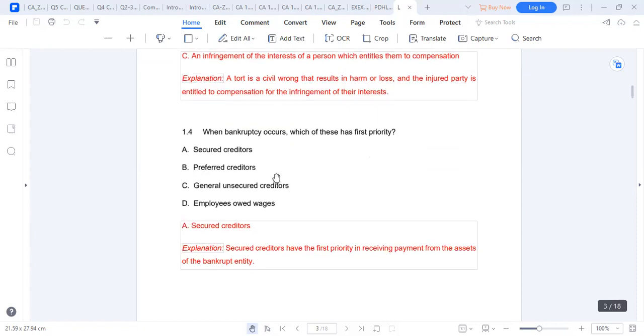So bankruptcy occurs, and which of the following is the priority? When bankruptcy occurs, which of these is first priority? Number one, secured creditors. Number two, preferred creditors. Number three, general unsecured creditors. Number four, employees owed. So a company may undergo what is called bankruptcy.